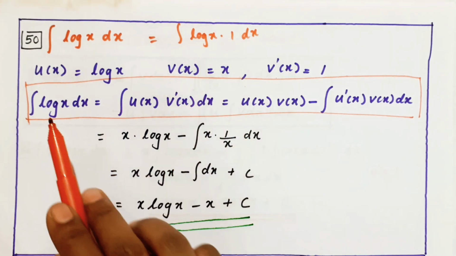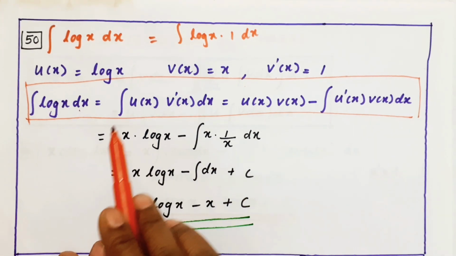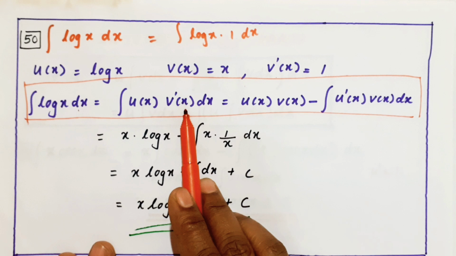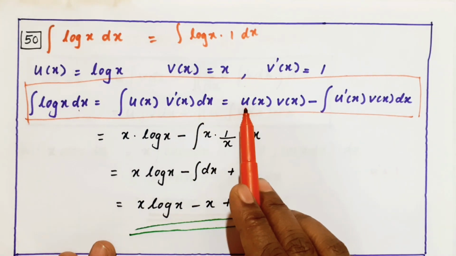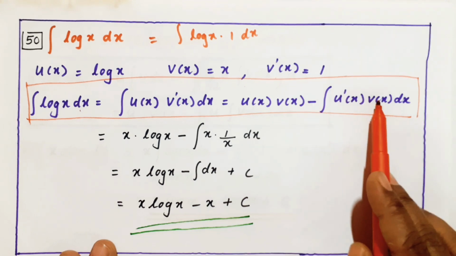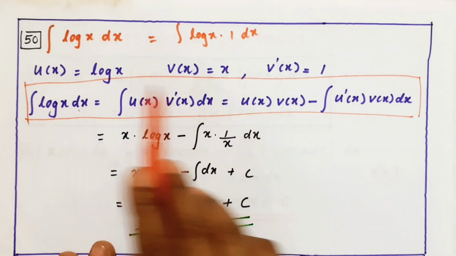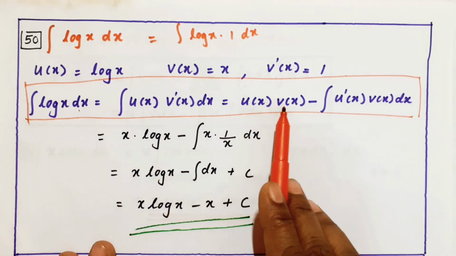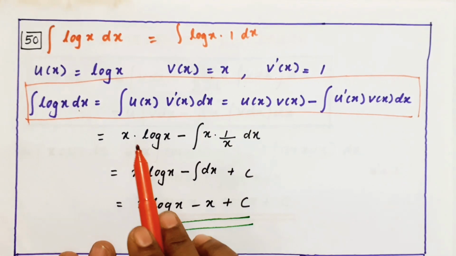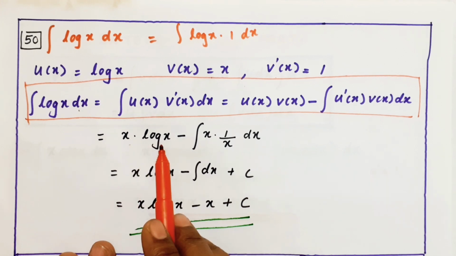You use your standard formula, integral of log of x into 1 dx. That is, integral of u of x into v dash x dx is u of x v of x minus integral of u dash x into v of x dx. U of x they gave log x, v of x is x. So x log x. Wherever I want to write x log x into x we get confused, so that's why I'm writing x log x.